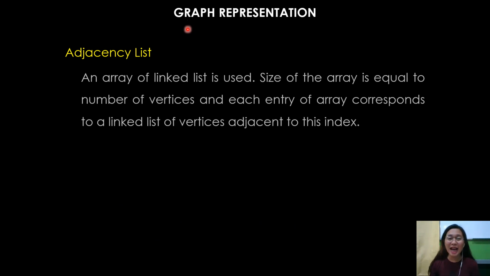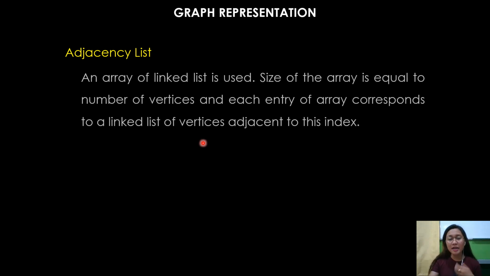Let's go to the second graph representation, which is the adjacency list. When we say adjacency list, an array of linked lists is used. The size of the array is equal to the number of vertices, and each entry of the array corresponds to a linked list of vertices adjacent to this index. So it means that an adjacency list uses an array of linked lists to store a graph.